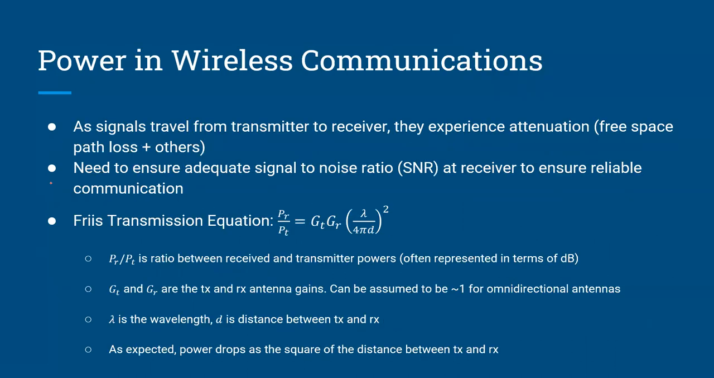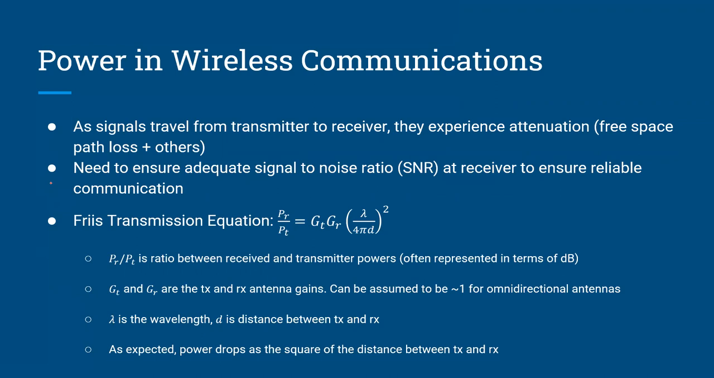But in wireless communications, what we're often concerned with is how much power is being attenuated from the transmitter to the receiver. And so you can quantify that in the ideal case with something called the Friis transmission equation.